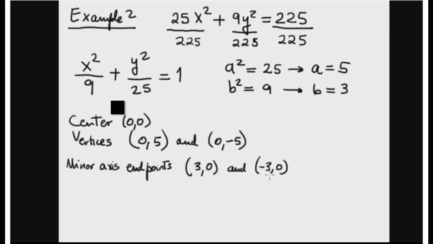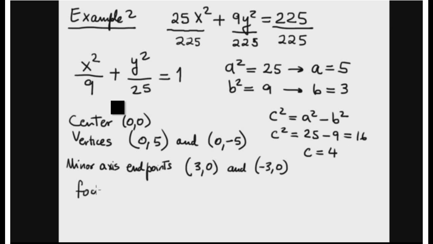Let's compute the c value. The same formula, c squared is equal to a squared minus b squared. A squared is 25 minus 9, 16. And the square root of 16 is 4. The focal distance is 4, and the foci are located 4 units out, but on the y-axis because it's the major axis. So 0, 4 and 0, -4. That's it.